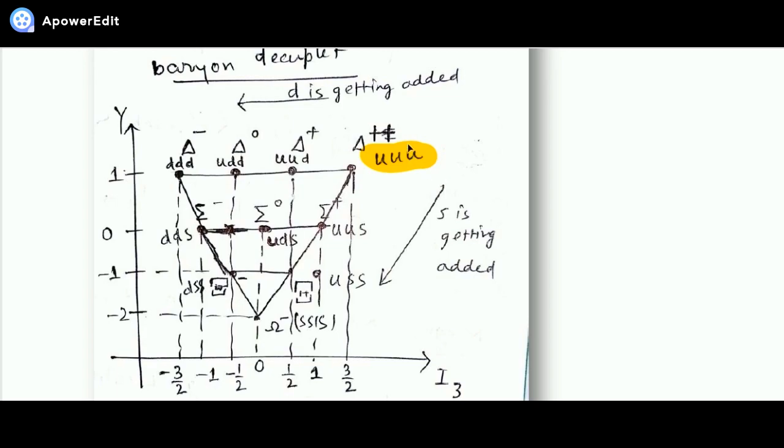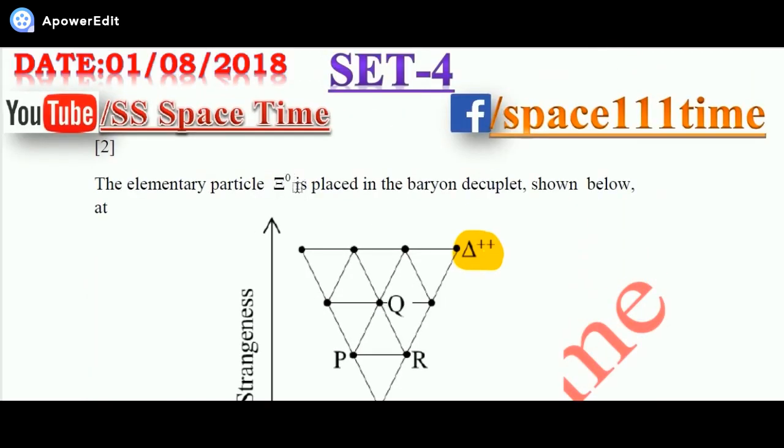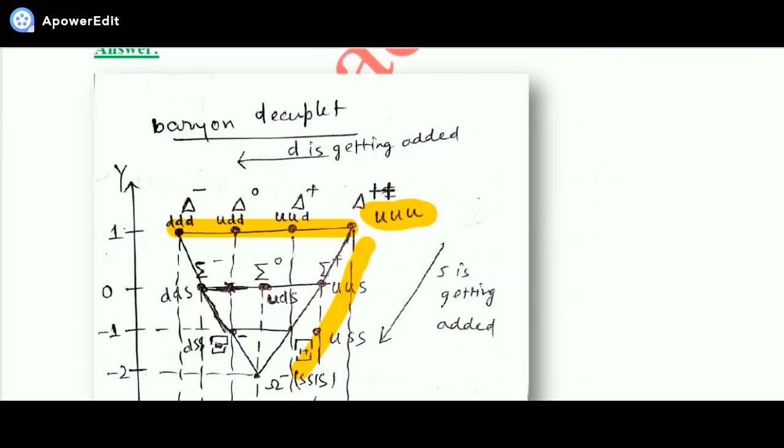And as you know, when you go left in this series, d is getting added, and when you go in this direction, s is getting added, so it becomes uus. So what do we have to find out? We have to find out cascade 0, which means the charge will be 0. Now for uus, what is the charge here? Plus 2/3, and the strange quark has charge minus 1/3. Okay, so it's not becoming 0.